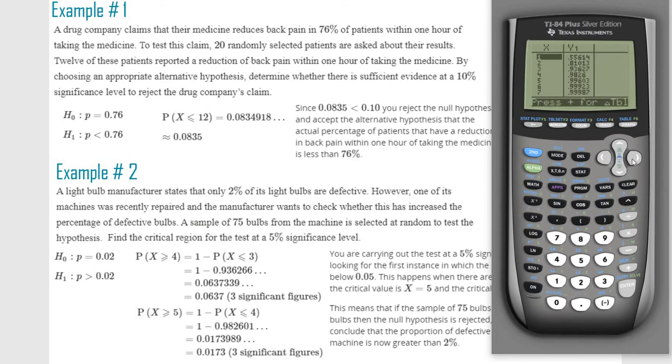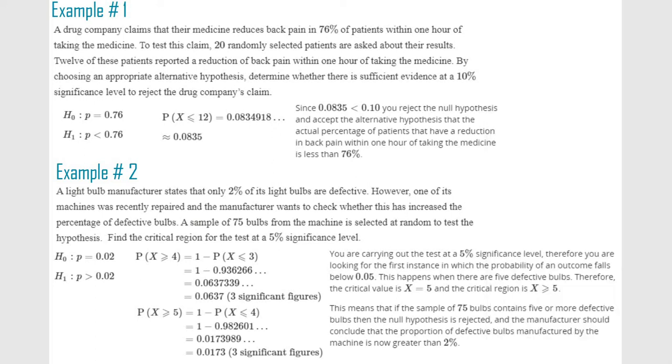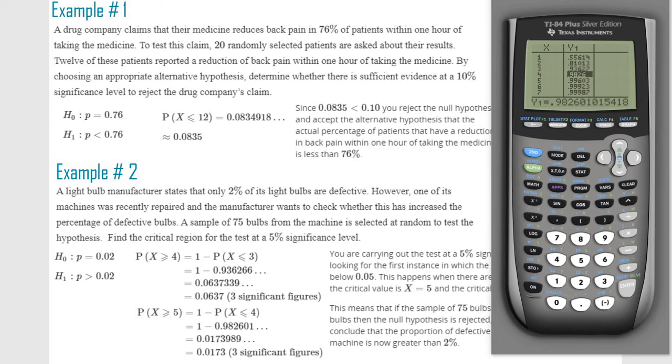So then here, I'm able to see when I hit 95%, it's got to be at least 4 defective light bulbs. Okay. Wait, they had 5. Oh, I forgot about the 2 tails. Okay, so 5% would be 2.5% on each side. So 2.5% would get you to 4 to 5.